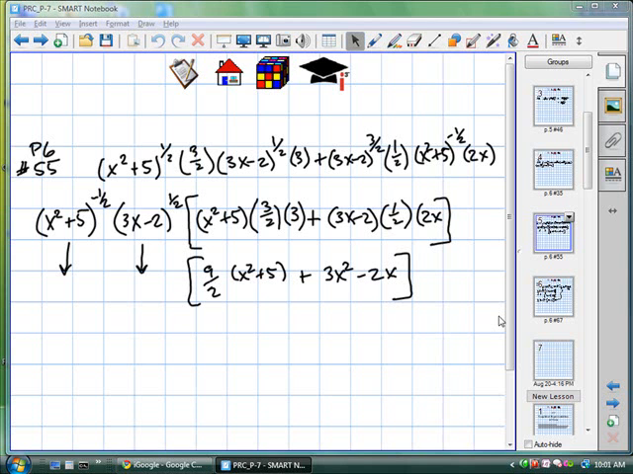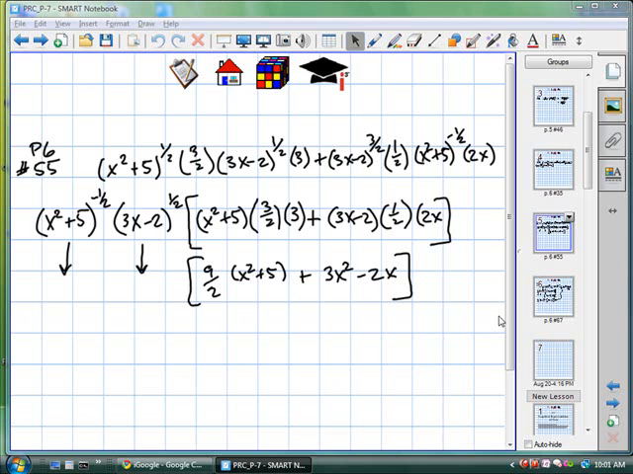Well, what can you take out? Remember, you want to pick the lowest of the two. So for example, for x squared plus 5, there was a 1/2 exponent over here, and there was a negative 1/2 over here. The lowest of the two is negative 1/2, so I chose to use that when I removed it. And for the 3x minus 2, there was a 1/2 and a 1.5. So we took out the 1/2.